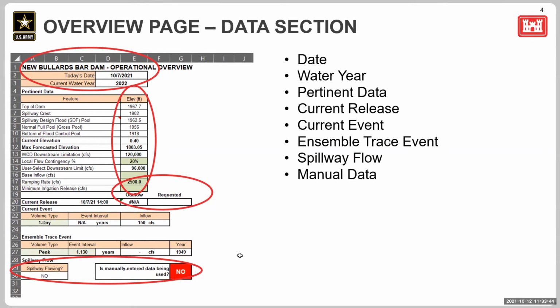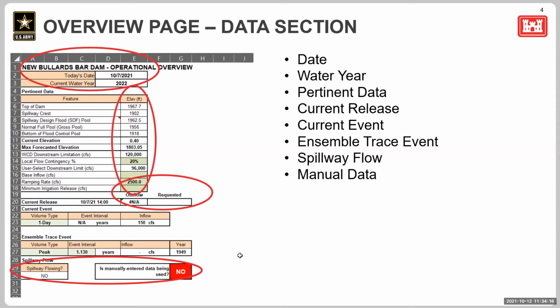Then at the bottom, we have spillway flowing. That's really applicable to a spillway that isn't gated, because it's either yes or no. With a gated spillway, the answer could be yes, and you're not using your ESRD. So this is really for an ungated spillway. If it's flowing, then it'll turn red and say yes, it's flowing. And then we also have it where we can manually enter data, and that's a checkbox. Like if it's normal operations, manually enter data is not checked, so it should say no.